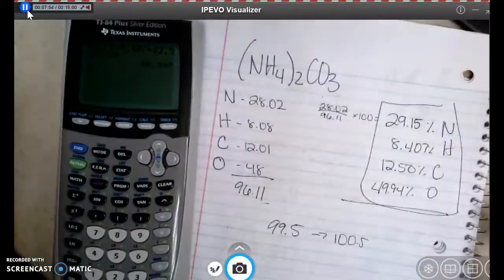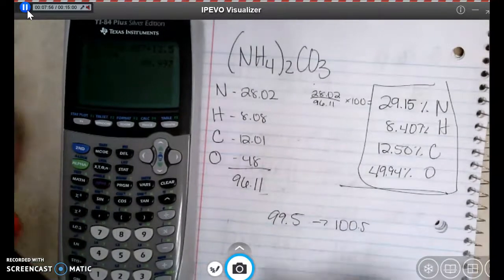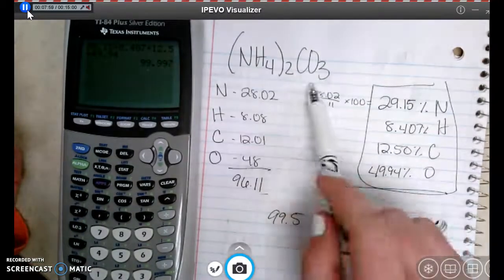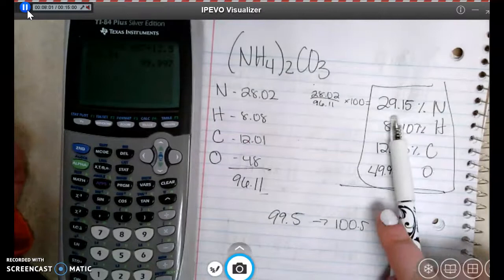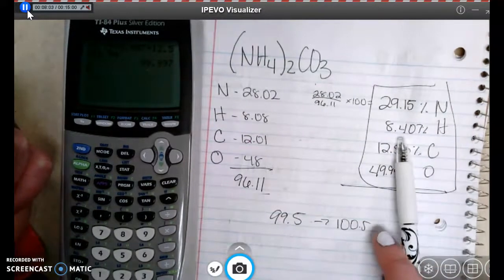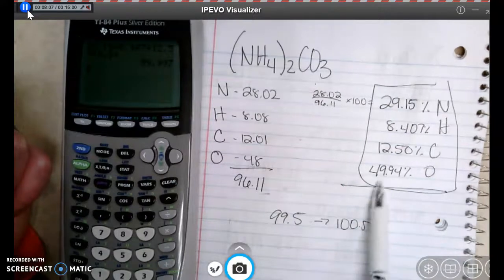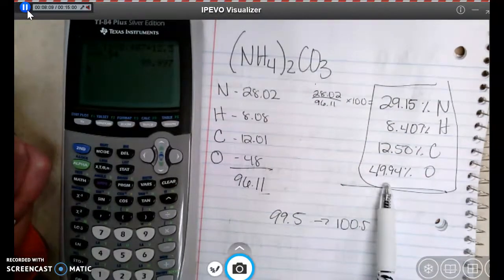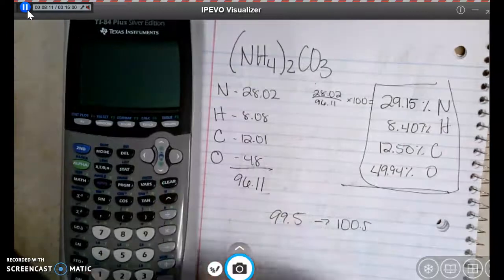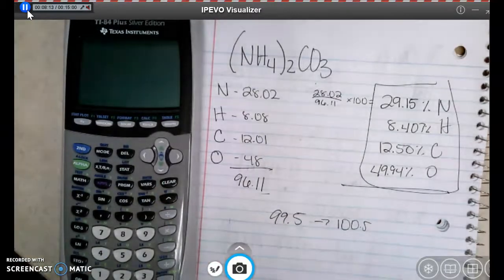So there is our percent composition. What this means is that if I have a sample of this compound, 29.15% will be nitrogen, 8.407% will be hydrogen, 12.5% will be carbon, and roughly 50% will be oxygen. So that is how you solve a percent composition problem.